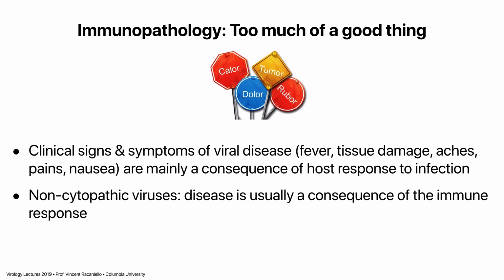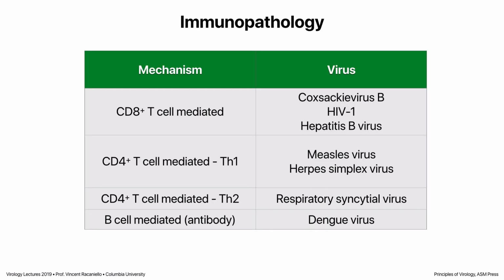So on cytopathic viruses, the disease is always a consequence of the immune response. And you can remember the cytokines that we talked about earlier that cause the four signs of inflammation: fever, redness, swelling, pain. Those are caused by the immune response, not by viruses. So we know for a number of viruses exactly what part of the immune response causes immunopathology, and here's a listing of them. We know for some viruses it's CD8 positive T cell mediated. For some it's CD4 T cell mediated, and Th1, we can divide it even further. For some it's Th2 CD4 positive, and for some it's antibodies.